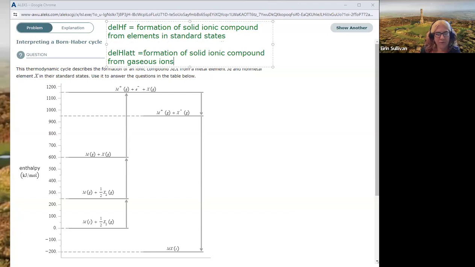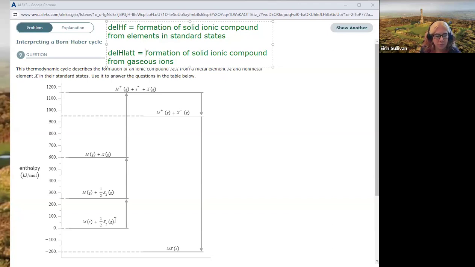If we were forming sodium chloride, the delta H of formation is from solid sodium, because that's the standard state of sodium at room temperature and pressure, and chlorine gas, which is a homonuclear diatomic gas. Versus if we were writing an expression for the lattice energy, that would be forming solid sodium chloride from the gaseous sodium plus cation and the gaseous chloride Cl minus anion. So those are two different things.